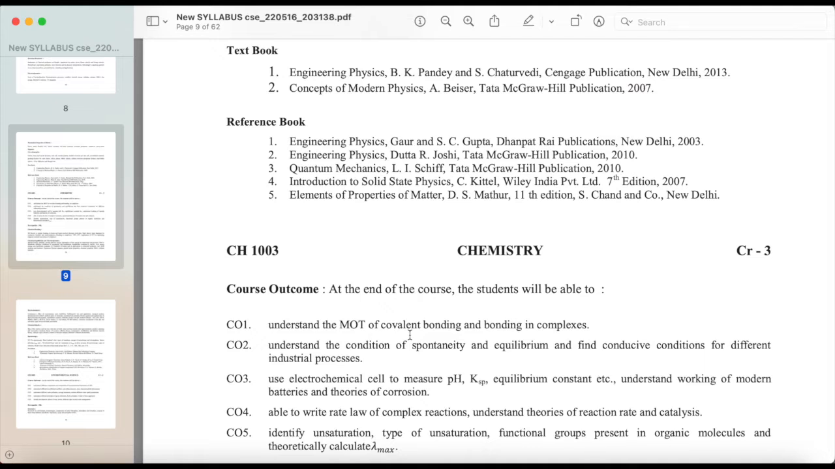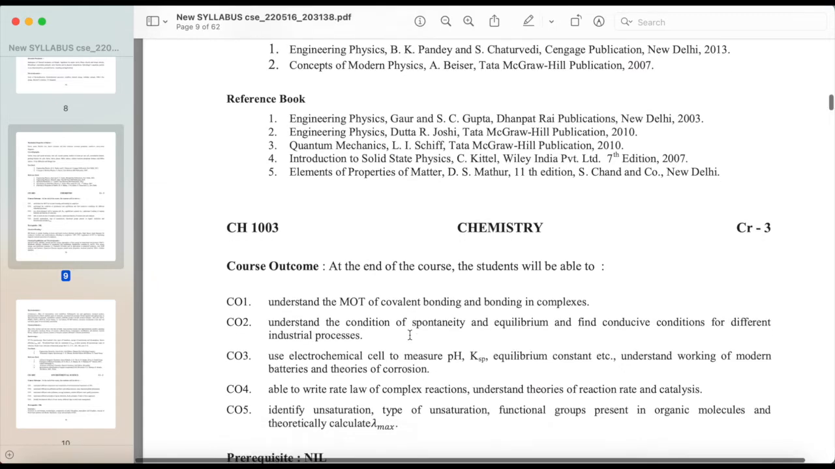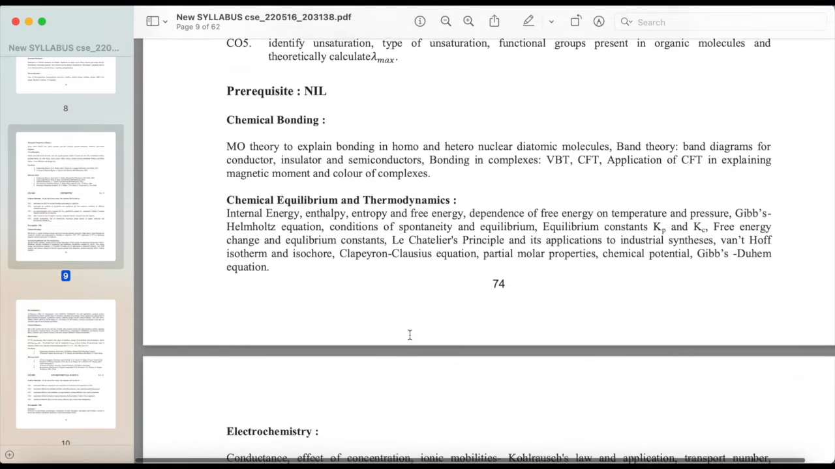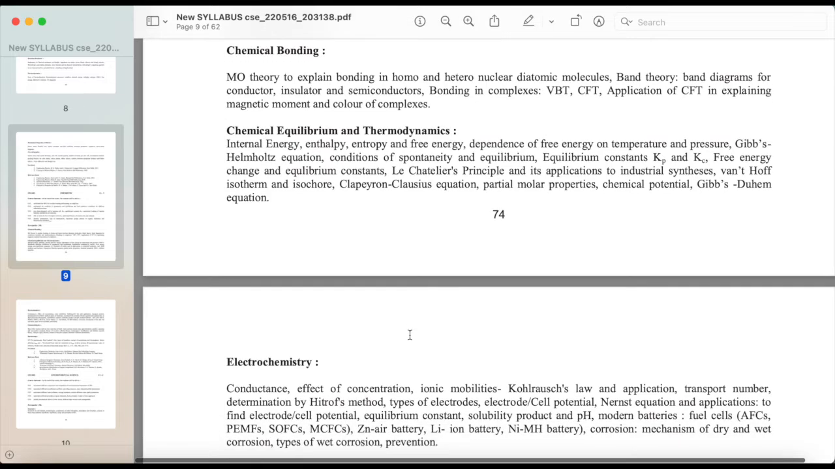Next, Chemistry. Chemical bonding: MO theory to explain bonding in homo- and heteronuclear diatomic molecules, band theory, band diagrams for conductor, insulator, and semiconductors, bonding in complexes, VBT, CFT, application of CFT in explaining magnetic moment and color of complexes.